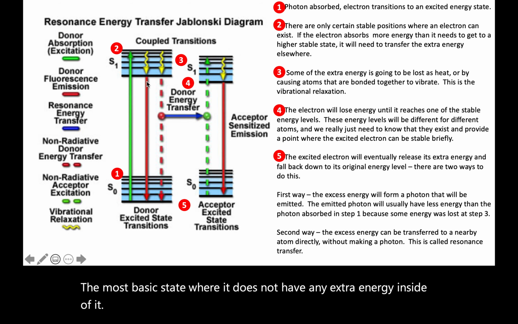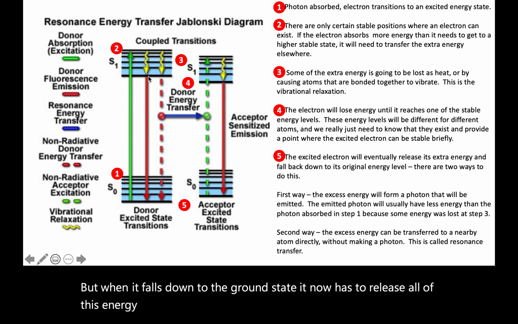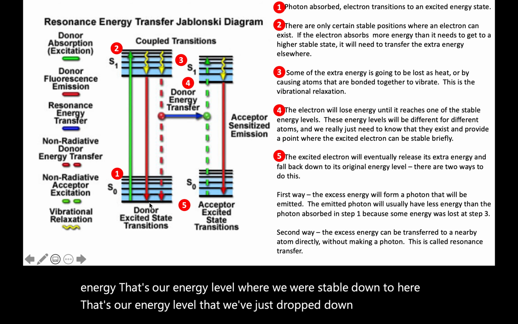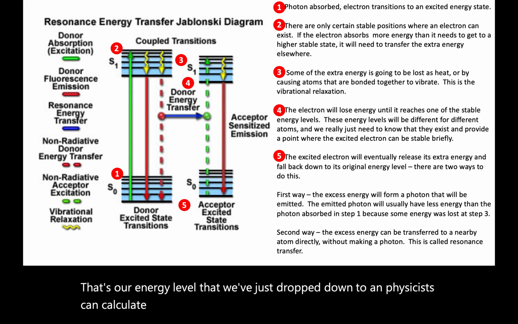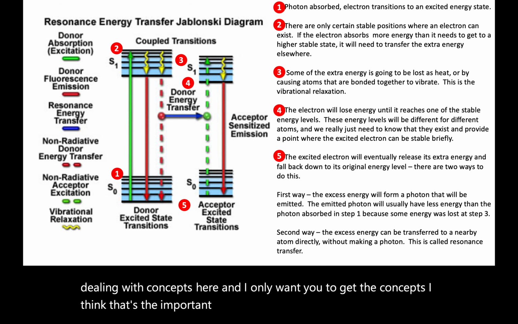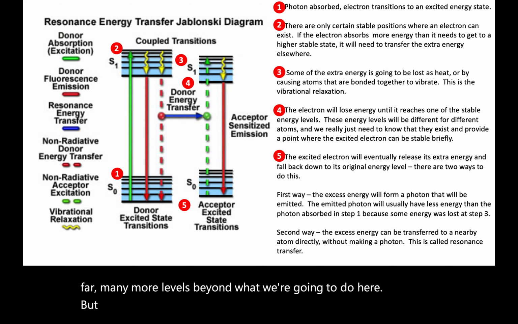But when it falls down to the ground state, it now has to release all of this energy from the top of this little bar right here. That's our upper energy, our energy level where we were stable, down to here. That's our energy level that we've just dropped down to. And physicists can calculate the exact size of these energy levels, but we're just dealing with concepts here, and I only want you to get the concepts. I think that's the important thing for right now. There are many more levels beyond what we're going to do here, but we don't need to do those in Bio 1, I don't think.